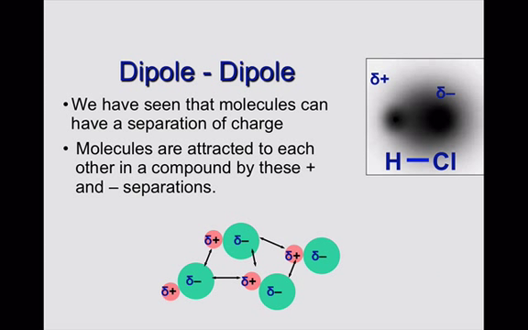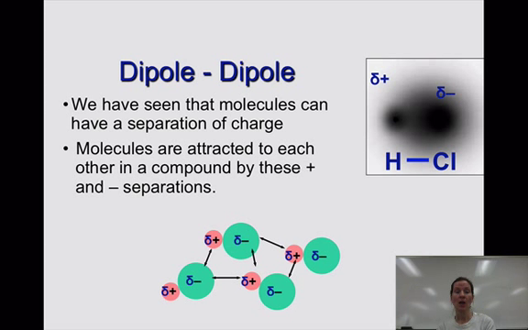Force of attraction that can happen between two different molecules is called a dipole-dipole attraction. We've already seen how molecules can have a separation of charge. When you have a polar covalent compound like HCl, which is shown here on your screen, what you have happen is the chlorine is more electronegative and it attracts electrons to itself to a greater extent than hydrogen. When it does that, the result is a partial negative charge existing on the chlorine side of the molecule and a partial positive charge being generated on the hydrogen side of the molecule.